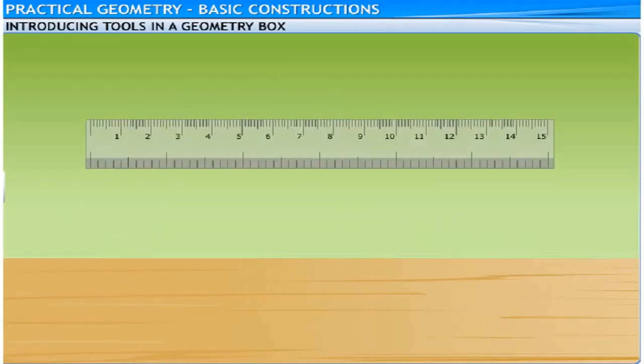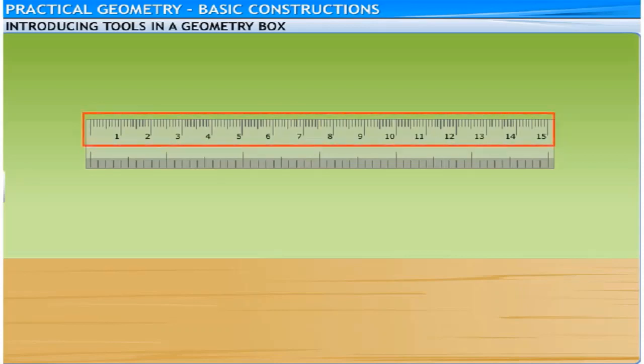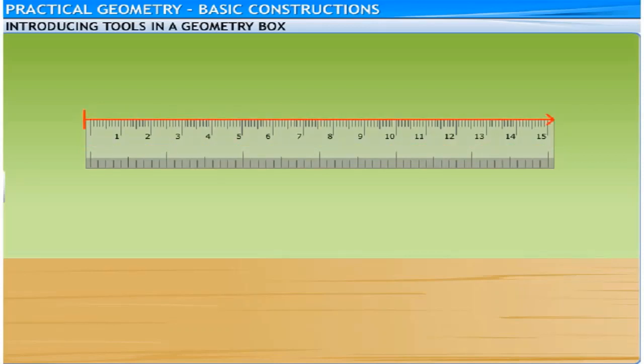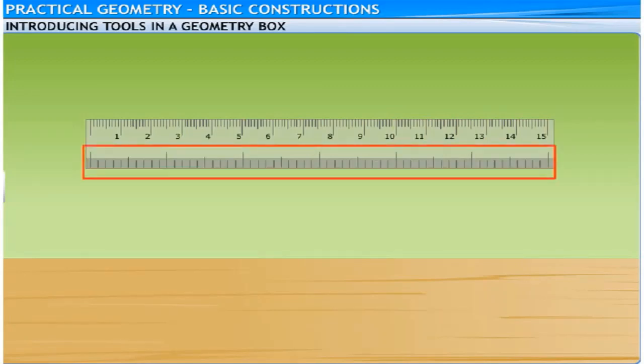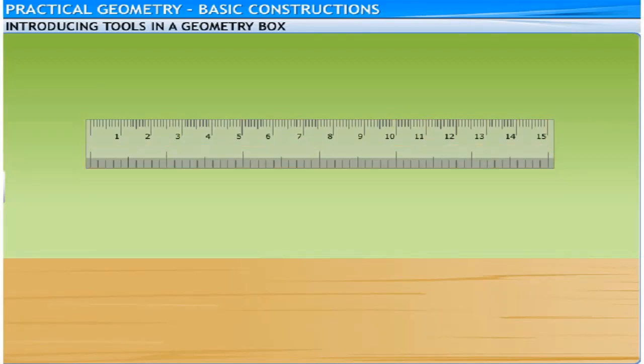Usually, it has a flat surface with 4 straight edges. It has small divisions of centimeters on one long edge. The divisions are marked 0, 1, 2, and so on. Similarly, the other long edge is divided into inches and marked 0, 1, 2, and so on.